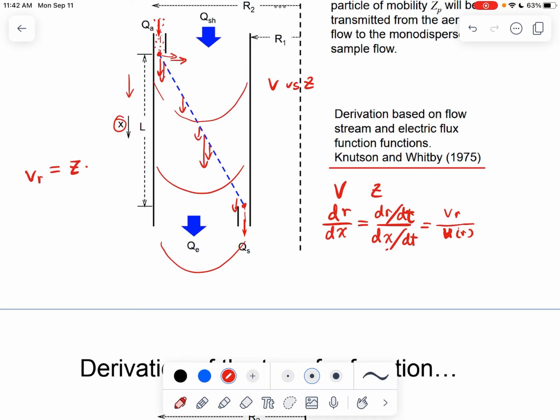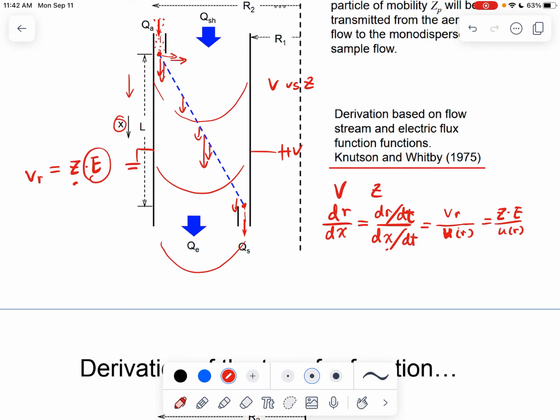Okay? So further, for the Vr, we said that Vr is the velocity, right? And further, it can be represented as Z multiplied by E, because remember, the electrical mobility is the velocity normalized by the field strength, right? So you just have Z multiplied by E divided by U(r). And further, this E here is the field strength.